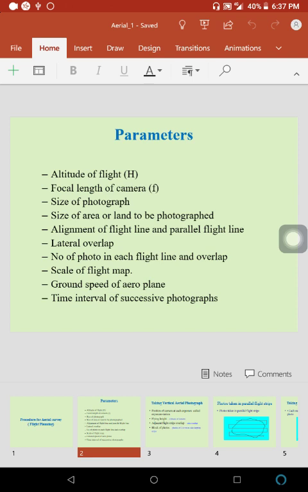Then the time interval of the successive photographs, that is, at what time the shutter of the aerial camera is to be opened to capture the photograph of the terrain or the ground. This is also called the air base distance, that is the distance between two successive photographs, which will depend on the time interval of the successive photographs.